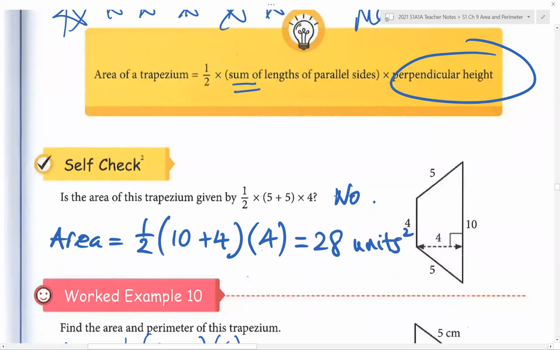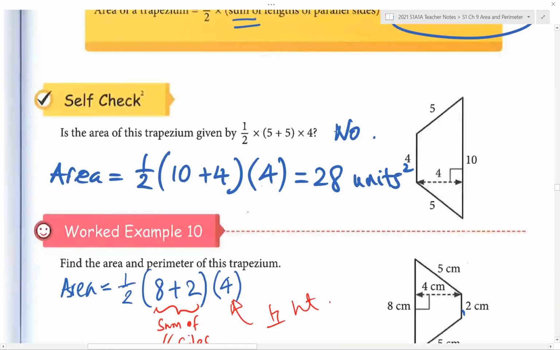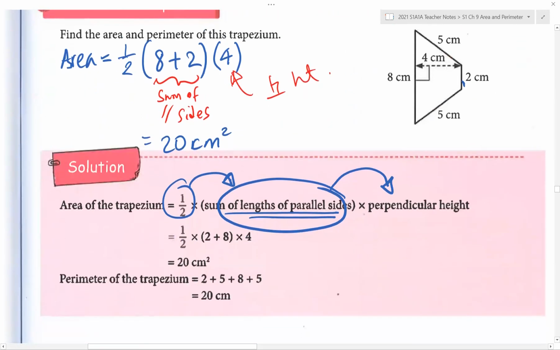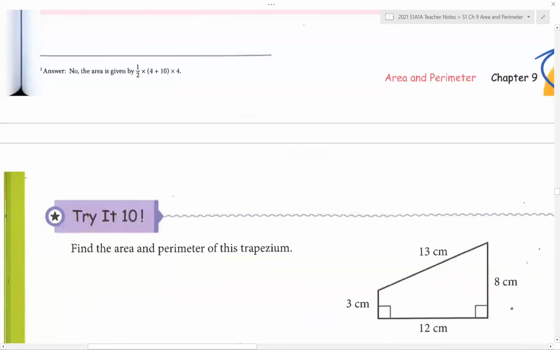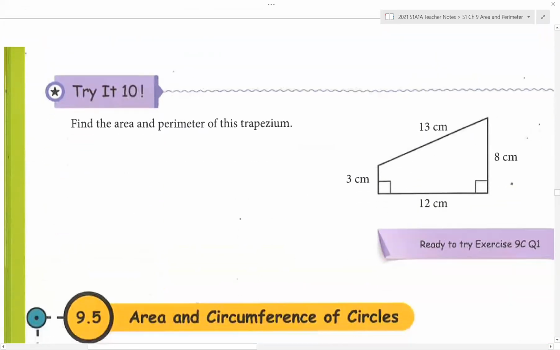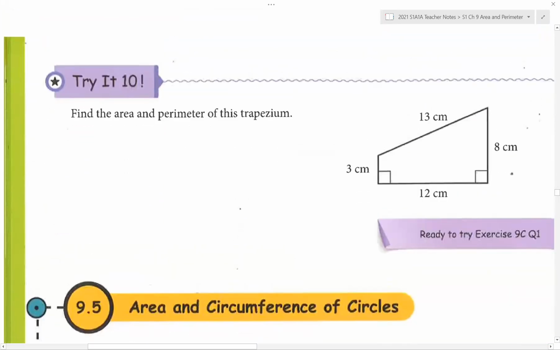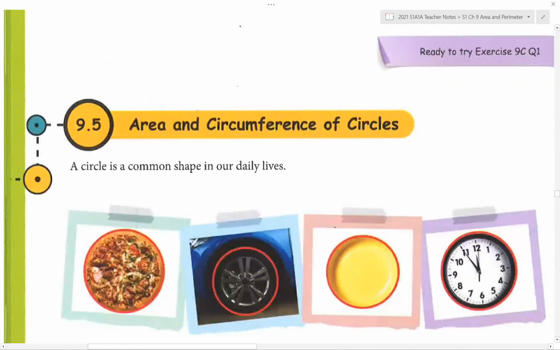Are there any questions for this? Am I going too slow? Too fast? Okay, now try it 10. Your turn to do it now. Try it 10. I'm interested in area first. Yes, try it 10. This is on page 109.